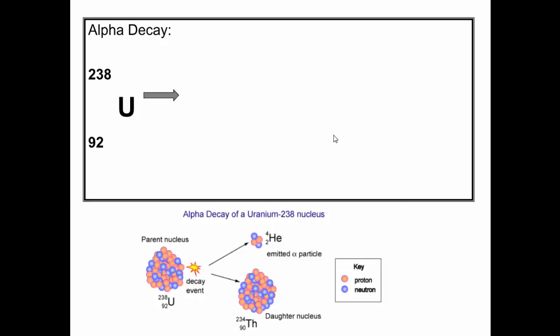Is this uranium anymore? No, because it has a different atomic number. It has a different number of protons in the nucleus. Therefore, it's no longer uranium. It's thorium. So when uranium-238 goes through an alpha decay, it loses an alpha particle. And what you're left with is thorium-234. It also releases some energy in the process.